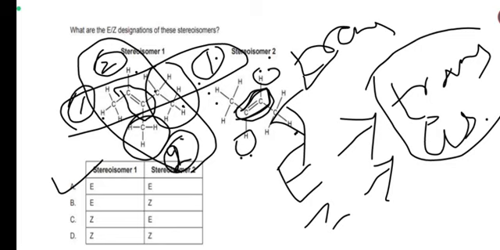Though E and Z is not given in the syllabus, the same question would be asked in terms of cis and trans isomer. So the answer would be trans and trans. Right?